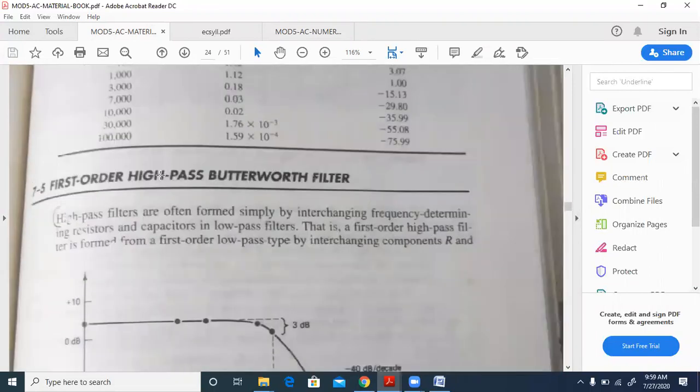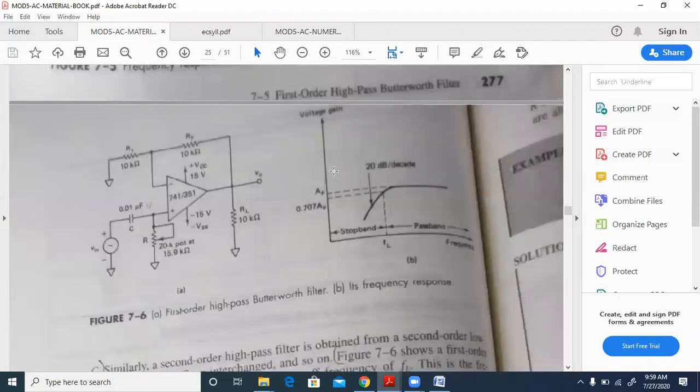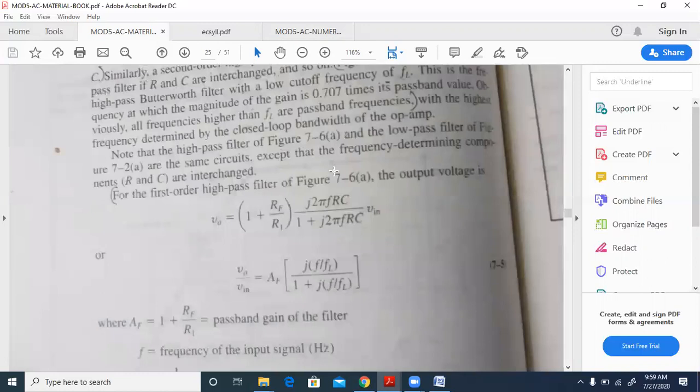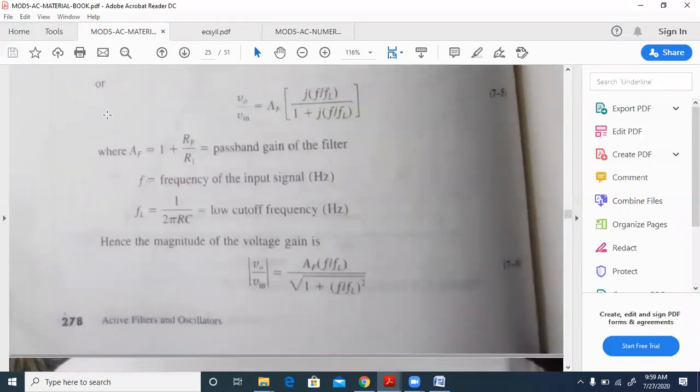So first, the first order Butterworth high pass filter. Formulas are not going to change as far as those things are concerned. Again, AF is equal to 1 plus RF by R1. This is equal to 1. So RF will be equal to 0 and R1 will be equal to infinity. That means R1 is open and RF is short.